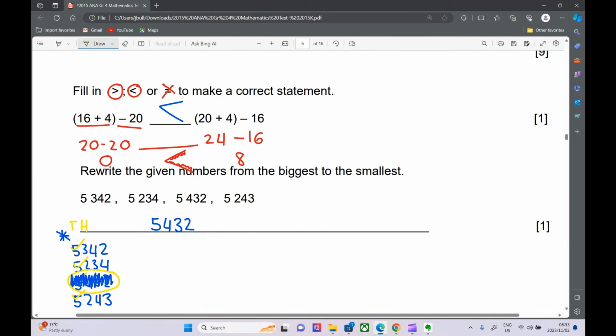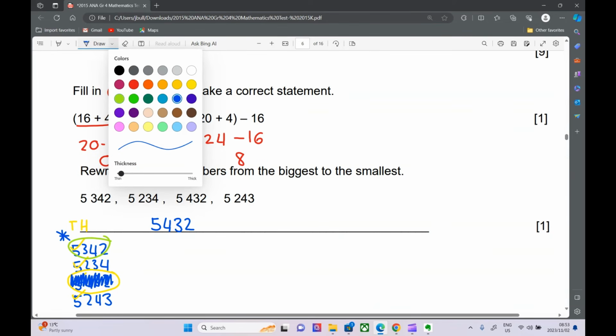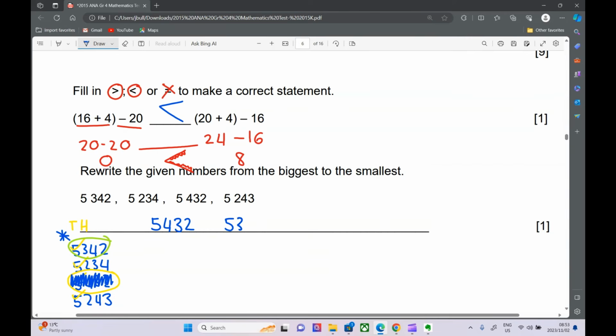Sorry, my pen wasn't selected. Okay, so that is our biggest one then. So we've got 5,342 is our next one. Again, we're just going to cross it out so we're not getting confused by it. And then we're going to look again.